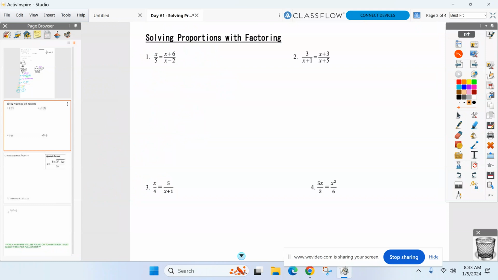All right, cross multiply. Here we go, cross multiply. X times x minus 2 is going to get multiplied, and I'm going to set that equal to 5 times x plus 6. Go ahead, do your distribution for me. X squared minus 2x equals 5x plus 30.